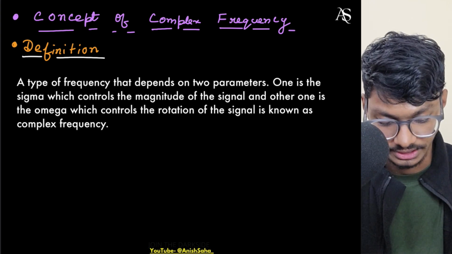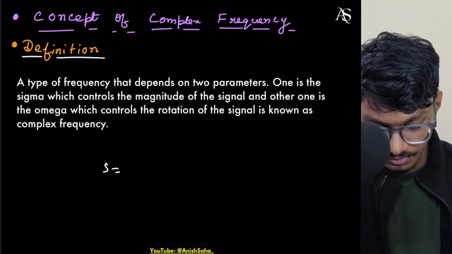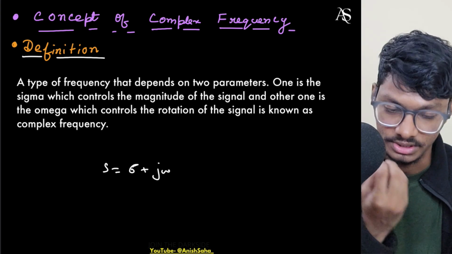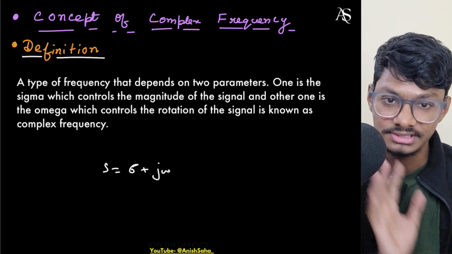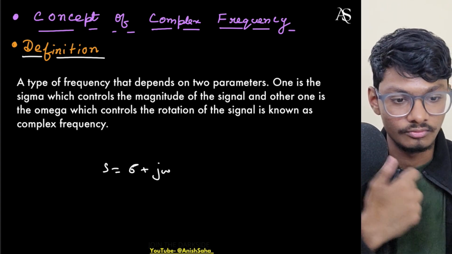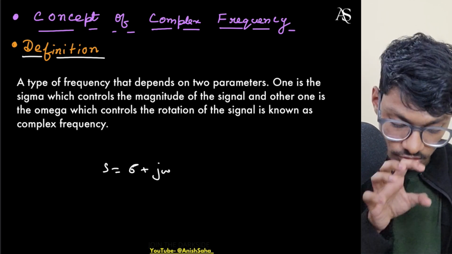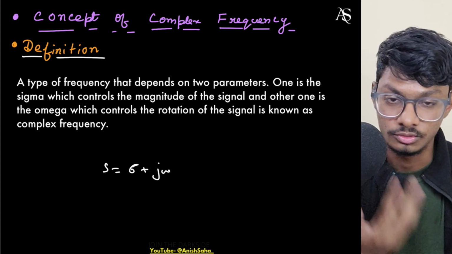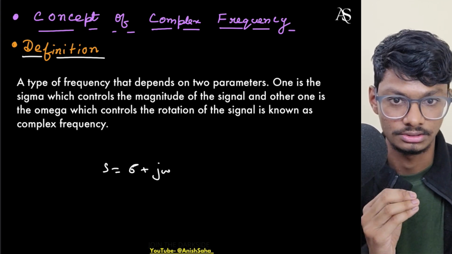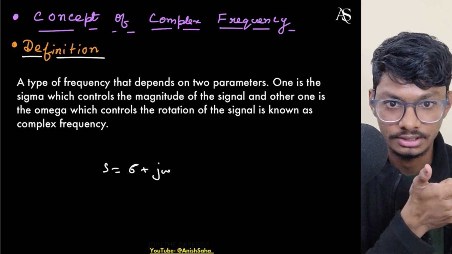You already know this, I think by now, that s equals sigma plus j omega, which we call complex frequency. Why is this important? Just as complex numbers are important because we use them to mathematically derive and model things, complex frequency is also used to mathematically model things. Just take the example of an inductor and capacitor. We mathematically model those circuits with the help of complex numbers, complex frequency, all those things.